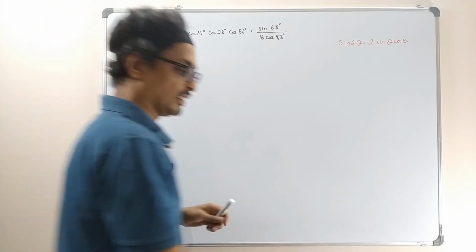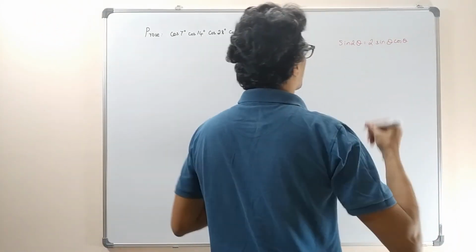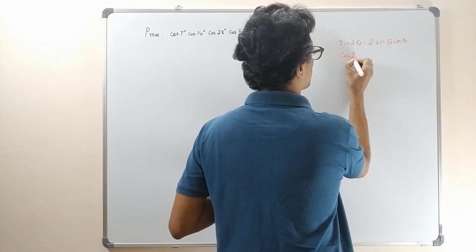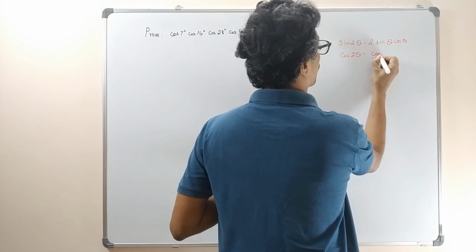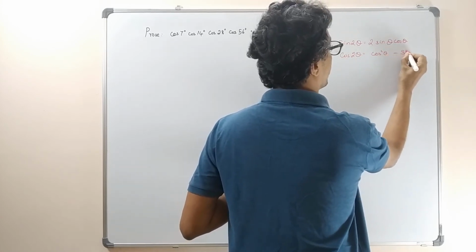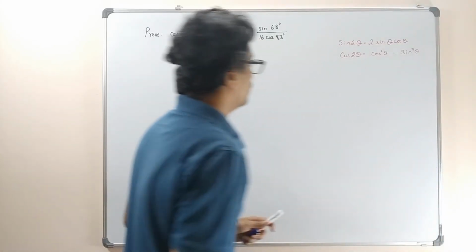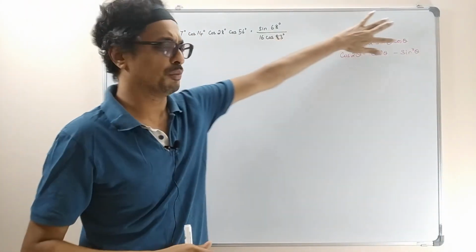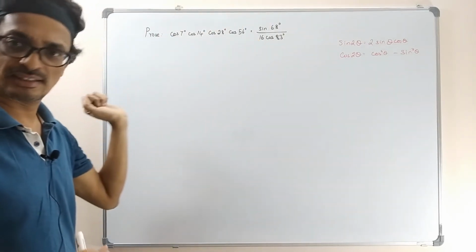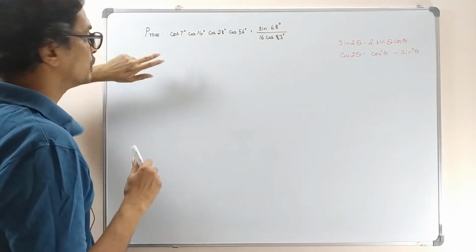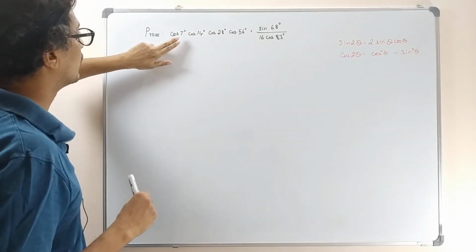On the other hand, if you remember, cos 2 theta is cos square theta minus sin square theta. Most of the cases this is the most useful formula. This will give you a lot of answers. So let us see. Suppose I wanted to, how am I going to do it?